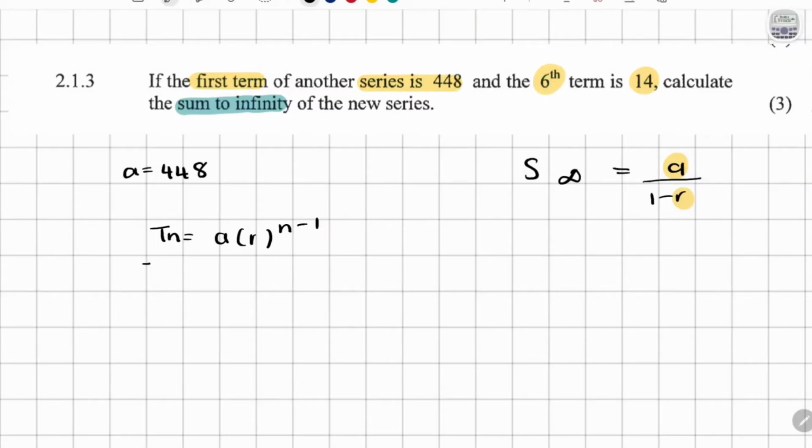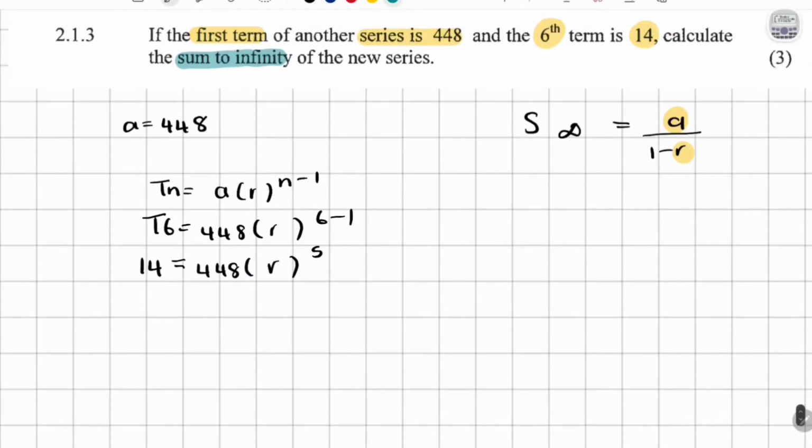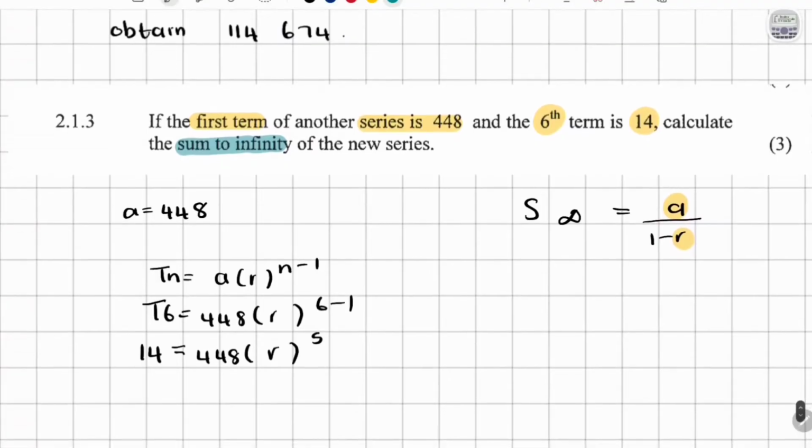And they gave us T6. So T6 is equal to 448 multiplied by r, which we don't know actually, to the power of n minus 1, which is 6 minus 1. Then term 6 is actually equal to 14. So 14 is equal to 448 multiplied by r raised to the power of 5. This looks familiar. I find it interesting that in the other one, a was 14 and the term value was this. But we're still getting somewhere, so we can continue. This is for 3 marks though.